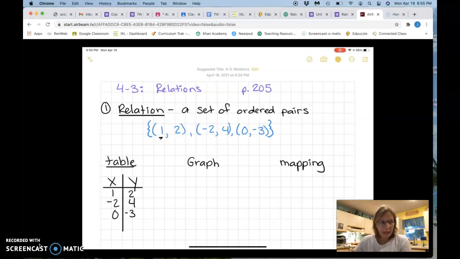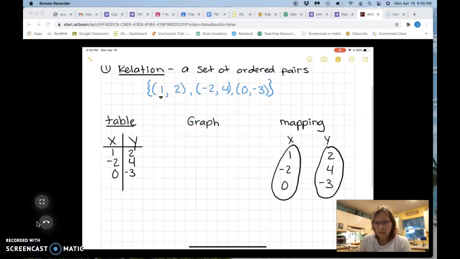A mapping is similar because you're going to have your X and Y, but they use ovals to put the numbers in, and then they draw arrows to show which X goes with which Y. So it's going to look like this. Okay, so in a mapping, like I said, they use arrows to show which X goes with which Y.